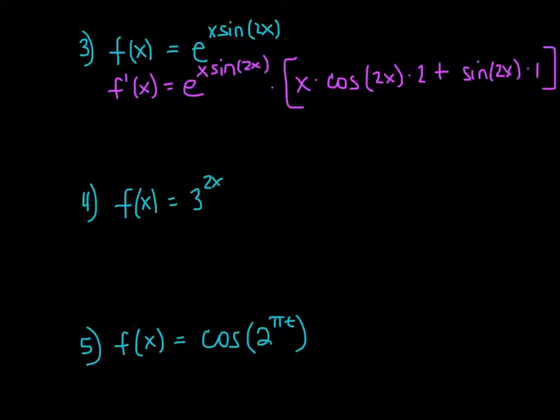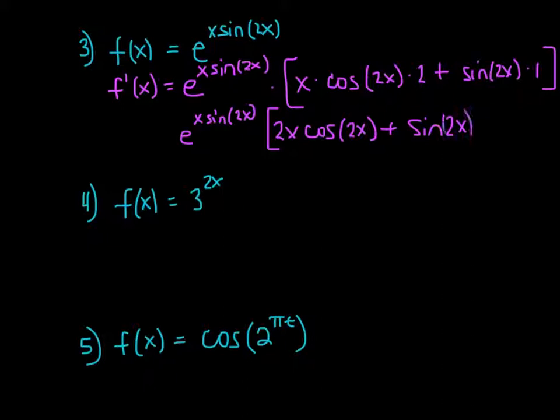All right, so if I just rewrote that one time, just to clean up the inside here, I would say that I have 2x cos 2x plus sine 2x. Okay, and that is the derivative of that given function. All right, number 4. Number 4, we have our first example here where we have a base other than e.